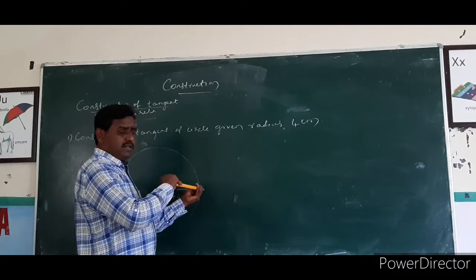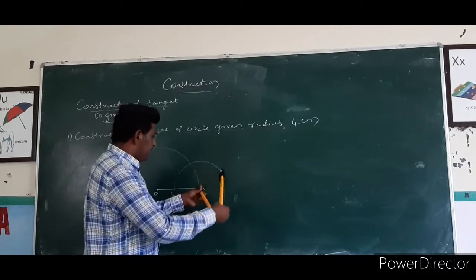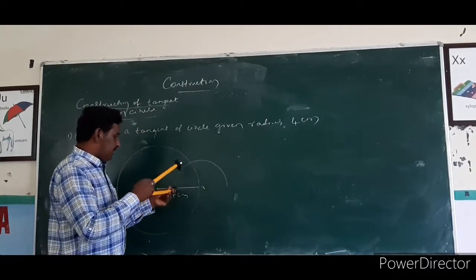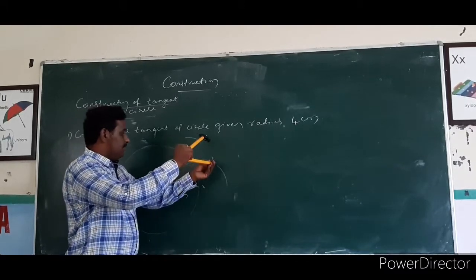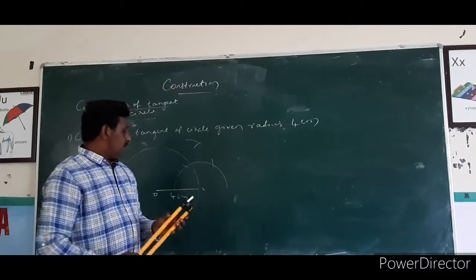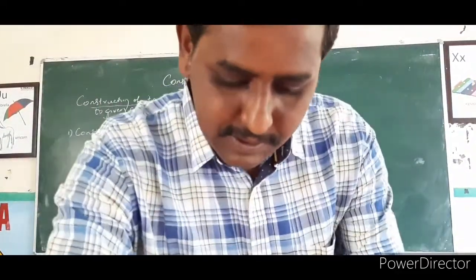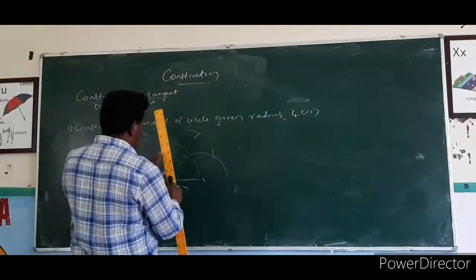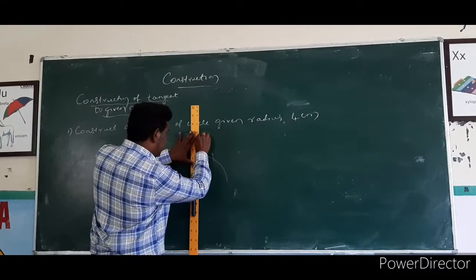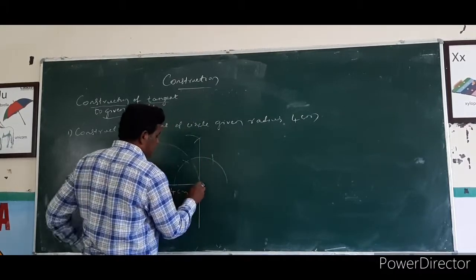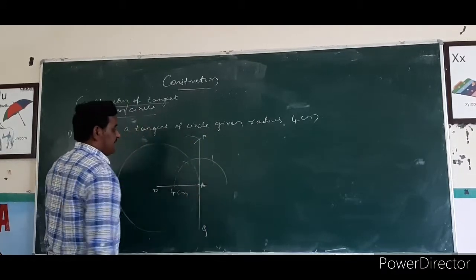Take the radius distance from here to here. You can cut an arc like this, the same distance you can cut it again. So the next step is you can easily join. What is meant by tangent? A line segment which touches only one point of the circle. So you can mark this PAQ is a tangent of the circle.